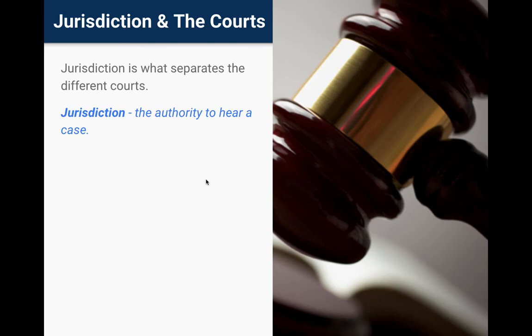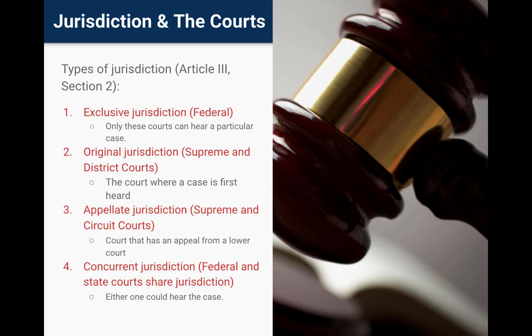Now let's talk jurisdiction. Okay, jurisdiction is really the authority to hear a case. That's the definition of what jurisdiction is. Article 3, Section 2 lays out all the details of jurisdiction. And these are really the 4 jurisdictions here. So you have exclusive jurisdiction, and this is at the federal level. There are certain things that only federal courts are going to be able to hear. No state court can hear those types of things. And when it comes to federal law, states aren't going to be dealing with that.